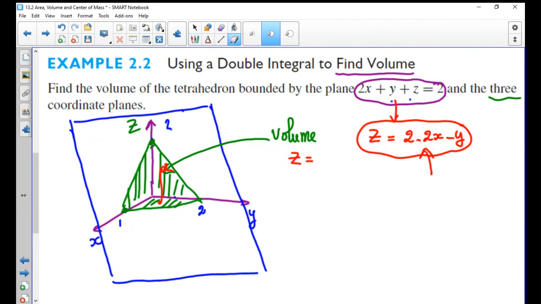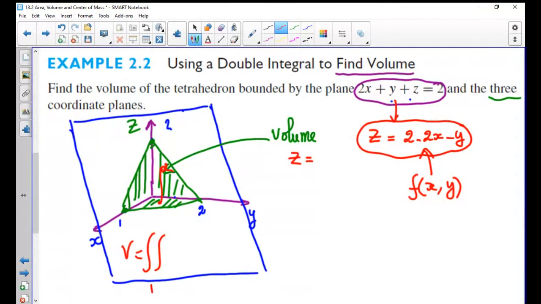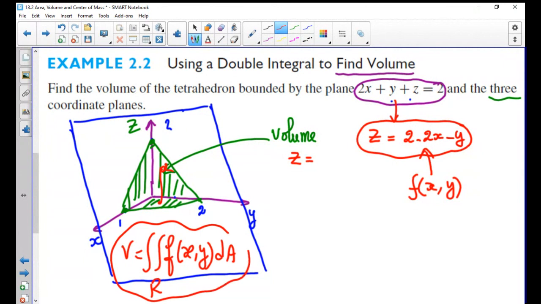Yeah, so here, f of xy. Now, what do we need? So we have the f. What do we need now? Remember, volume in general is the double integral over R of the function. That's how you get the volume. F being this z at the top. So what is missing here?